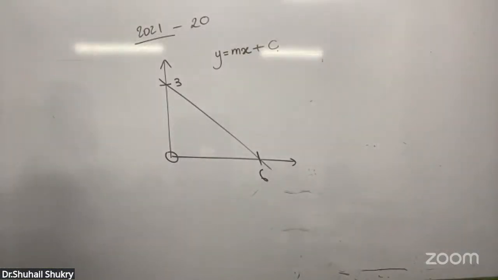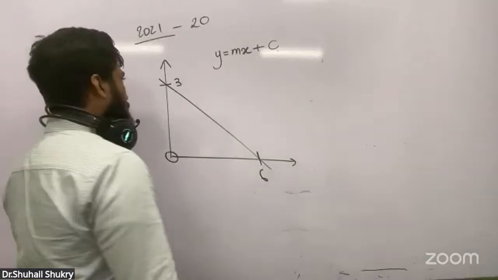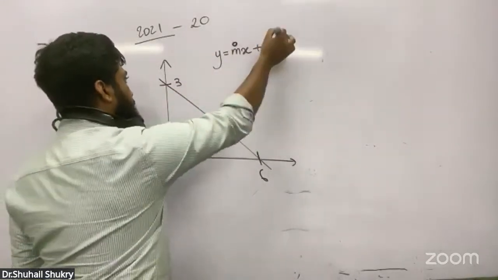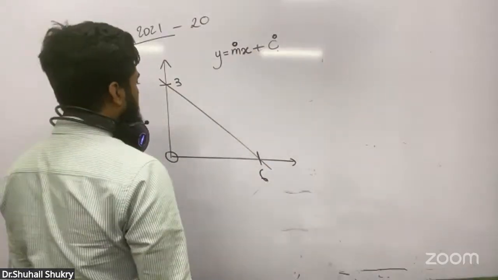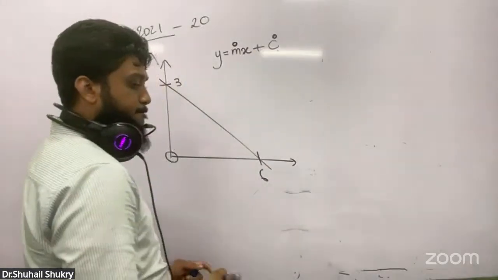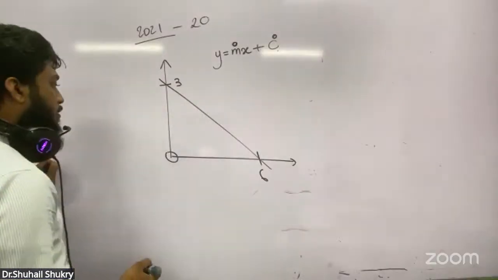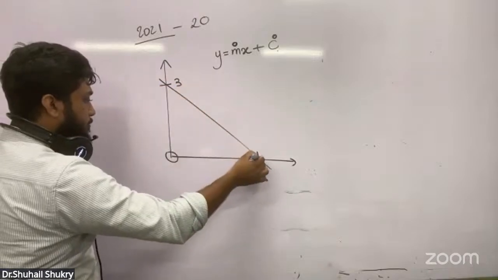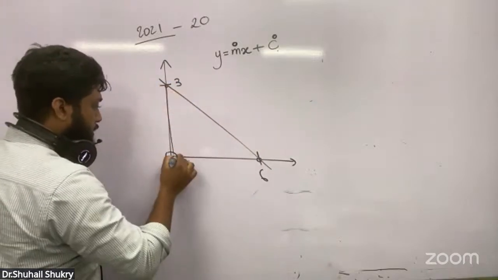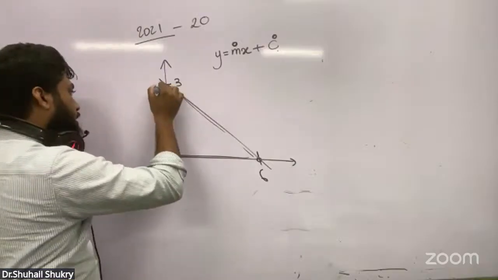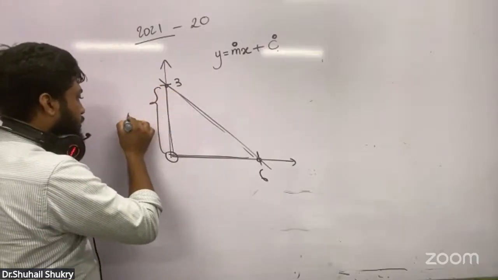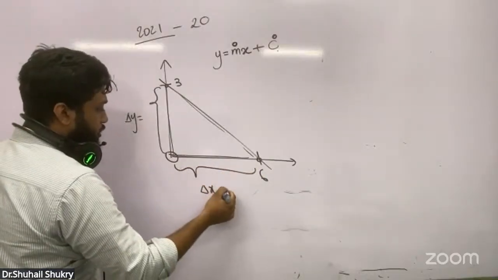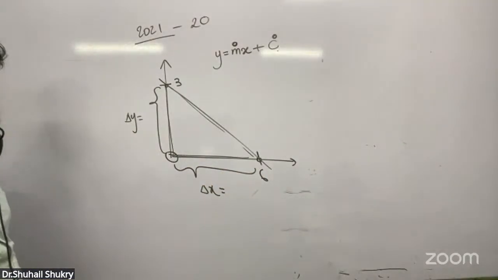Then we have to find m, which means the gradient. C means intercept. How to find the gradient? We can find the gradient in this way. We can select a triangle. In this triangle, you can see the delta y and you can see the delta x. Delta x means the difference of x. Delta y means the difference of y.